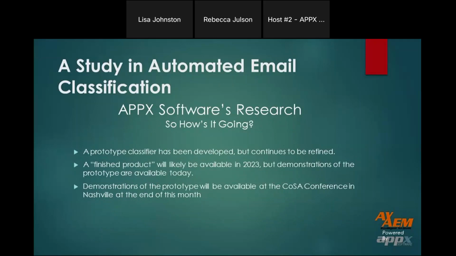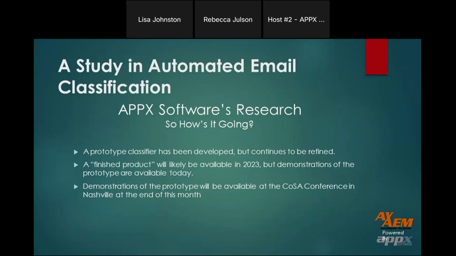Now, our research has led us to go ahead and create a prototype that actually does do classification. And so far it has done very well. So we're evaluating exactly what that means. What are the statistics surrounding that? Is it 99% accurate?